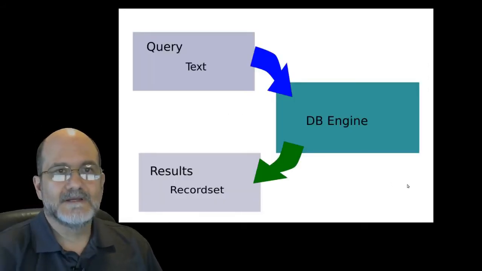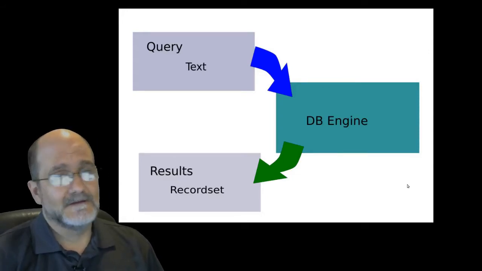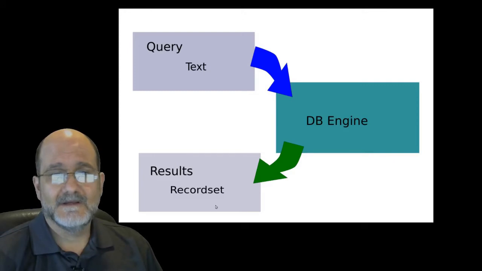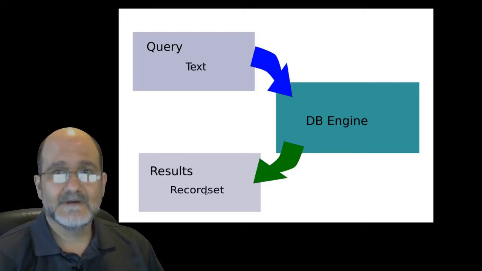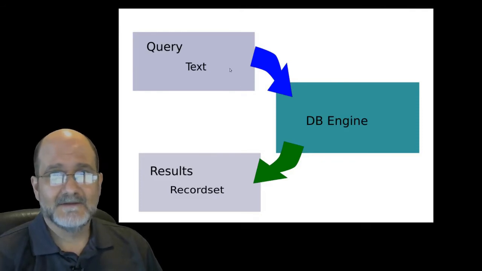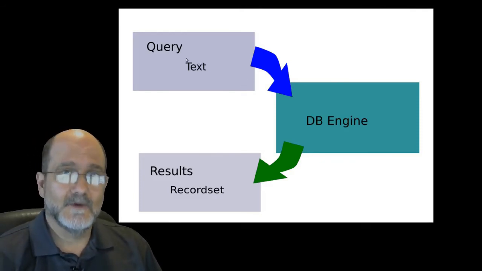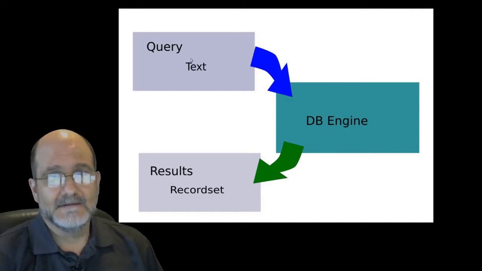We now need a way to get data out of the database. We're going to be sending a text file into the database engine and then get a results set out, usually called a record set or result set. Now the text that we're going to be sending, also known as the query, which will be written in SQL, can be written in Notepad if you want.